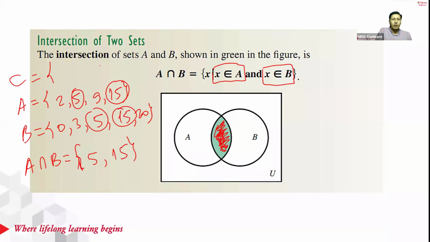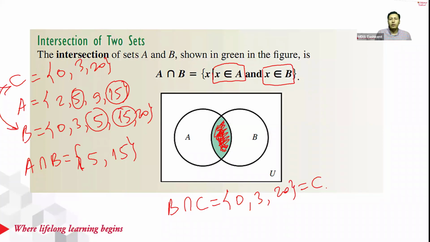Understand? C is 0, 3, 20. So B intersection with C. Now you compare these two sets, B and C. Do you have same elements? 0, 3, and 20. Or it is same as C, so you can write it's equal to C also. A intersection with C. Do we have same elements? We don't have 0, we don't have 3, we don't have 20. We don't have same elements. That means empty set. We don't have common elements, therefore it's equal to empty set.